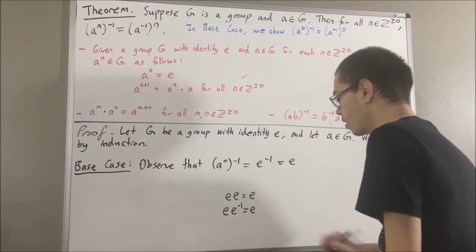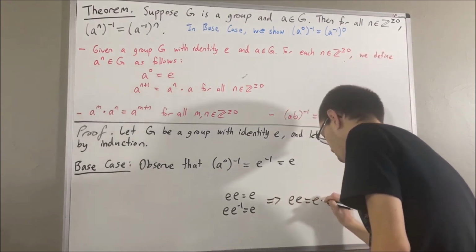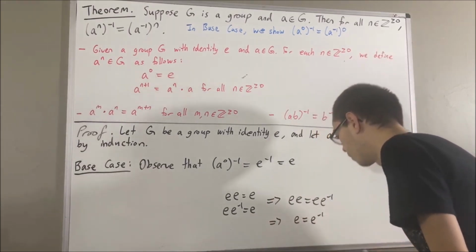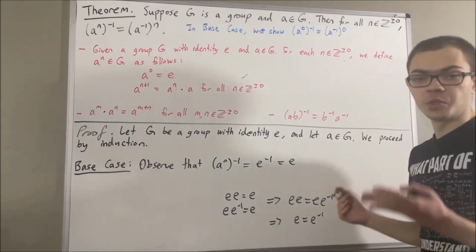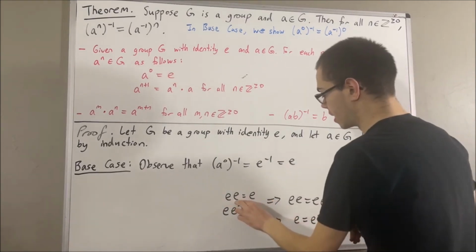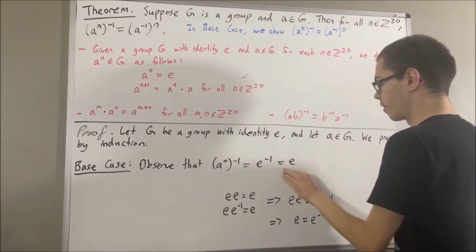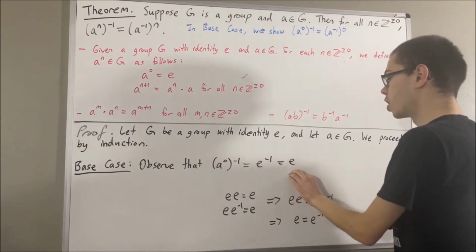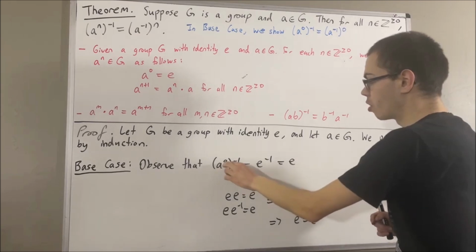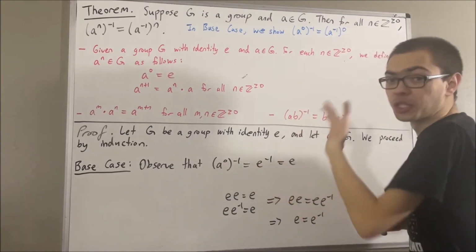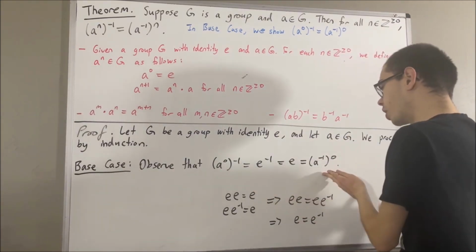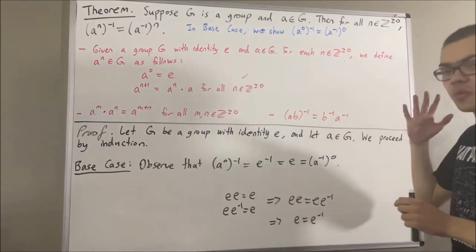Therefore, we can set these equal to each other, and by the cancellation law for groups, this implies that the identity is equal to the inverse of the identity. Alternatively, you could use the fact that the inverse of an element is unique, and so this immediately implies that the identity is equal to its inverse. So this is why we get this. But then, we know that any group element to the power of 0 is equal to the identity element. So not only is A to the 0 equal to the identity element, but the inverse of A to the power of 0 is equal to the identity element. And so, through this chain of equalities, we have shown that these two are equal. So this completes the base case.